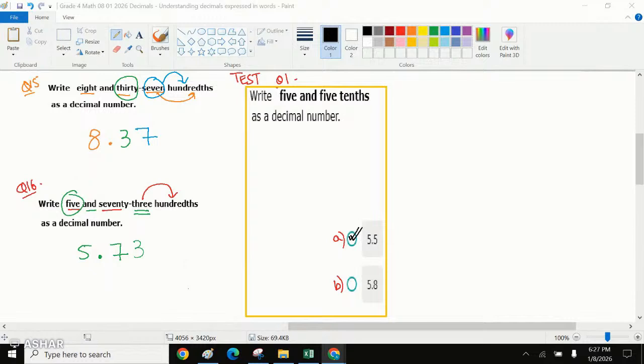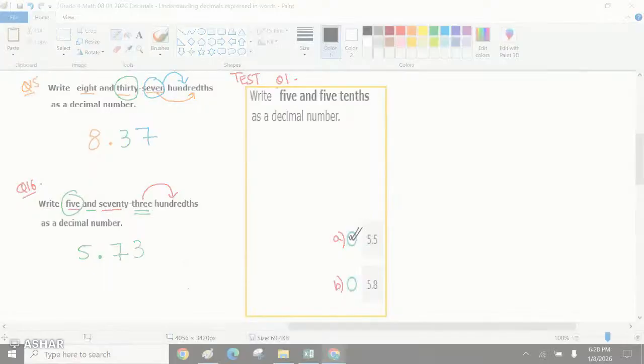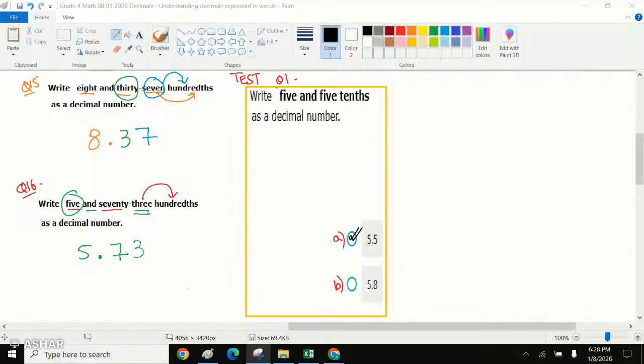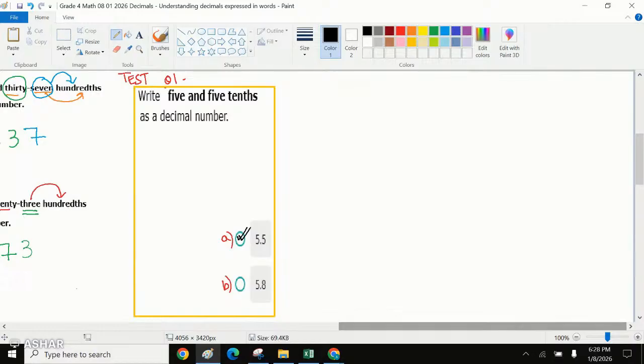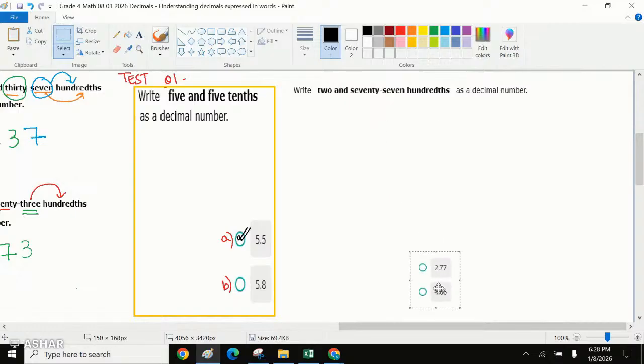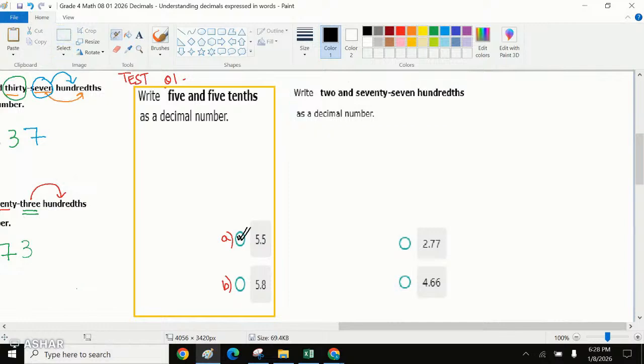Moving ahead to the next question. Please do solve the questions along with me. Let's do it together so that once we are done with the lesson, we would be done with the questions as well. Okay. So for the next question, we have 2.776 as a decimal number. So how can we write this as a decimal number?